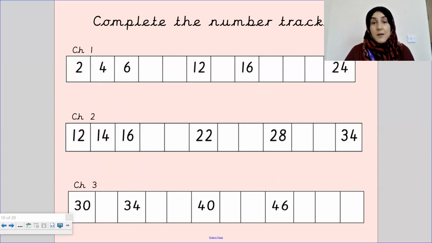Okie dokie, Morris class. Now, you do not need to write this down, but could you pause the video here and have a go at just mentally completing that? So that means just saying it in your head. You're not writing it down. Mentally, can you complete the number tracks below? If you would like to do just challenge 1, then please complete challenge 1. Challenge 2 and challenge 3, children, I would like you to do all 3. So pause the video here and have a go.